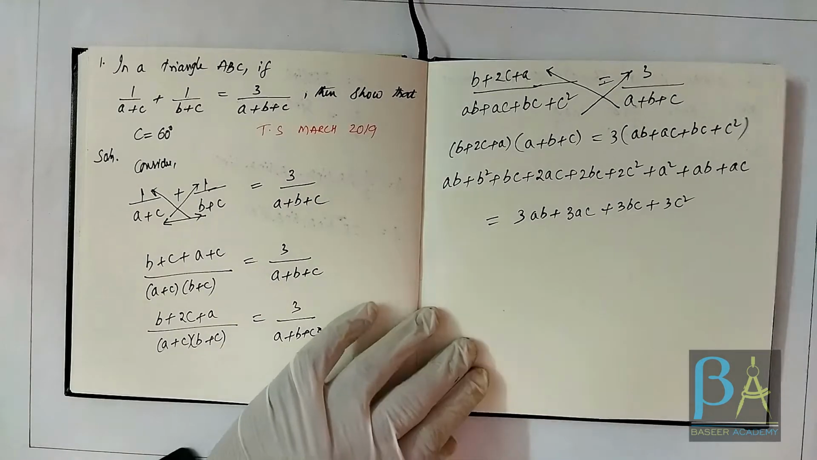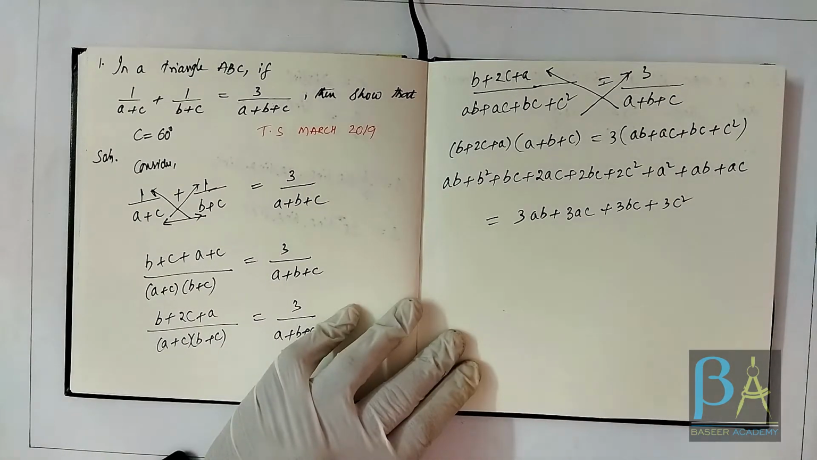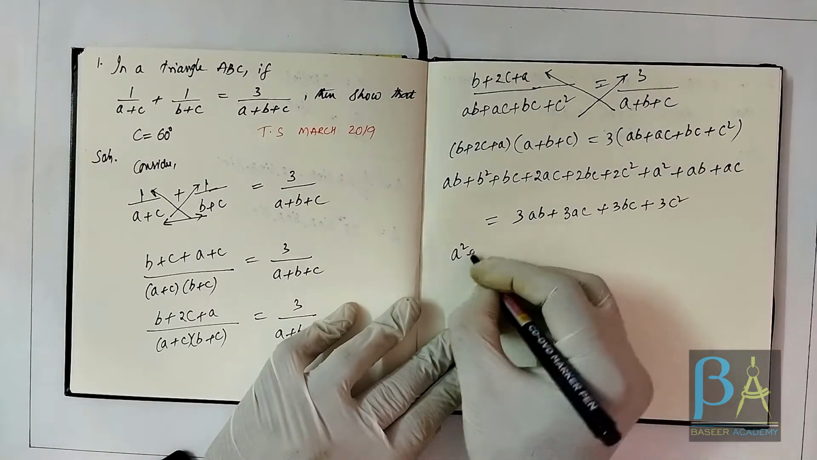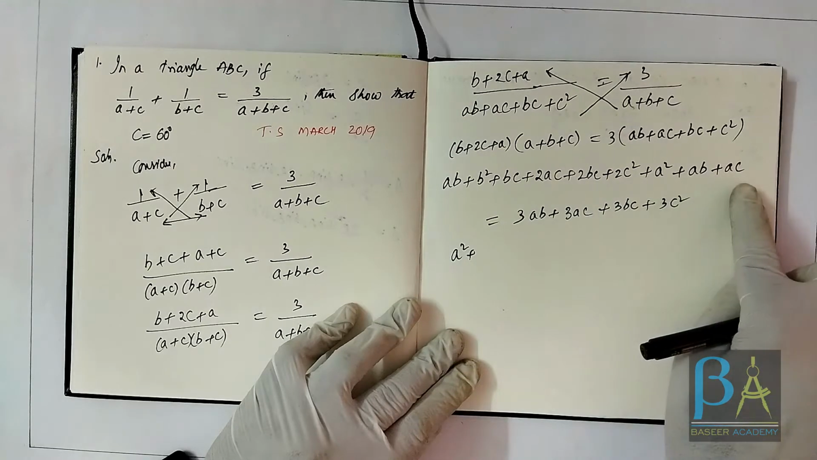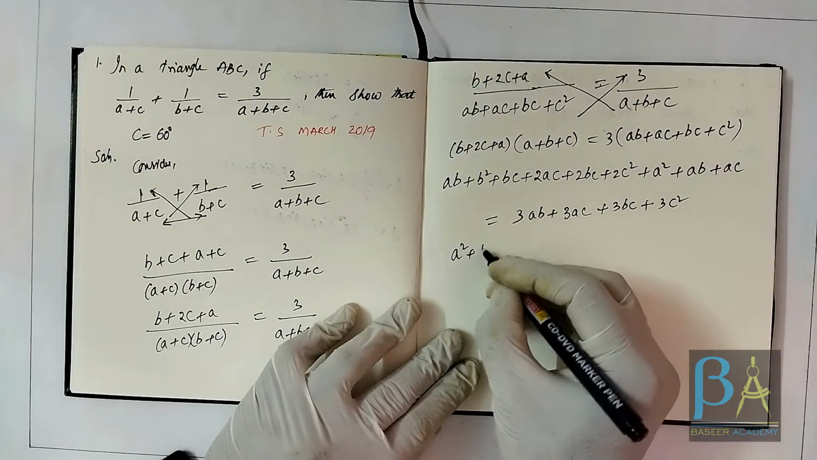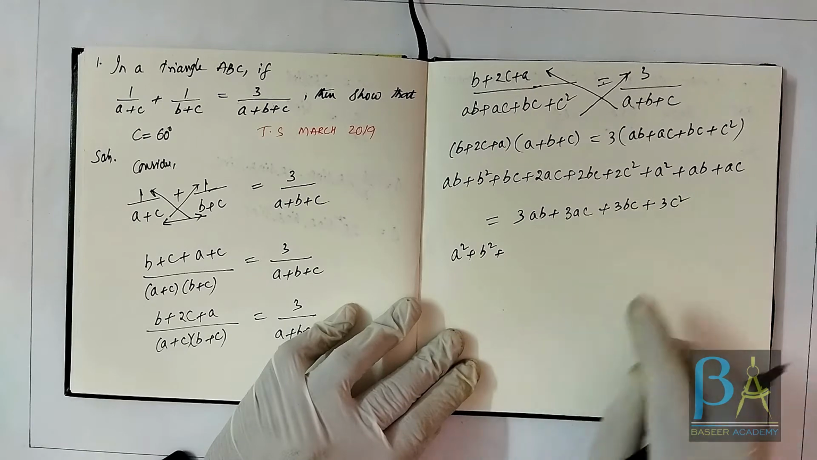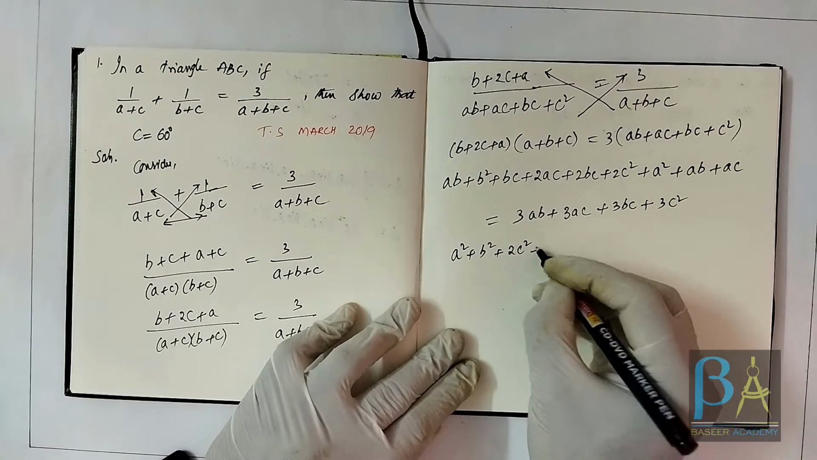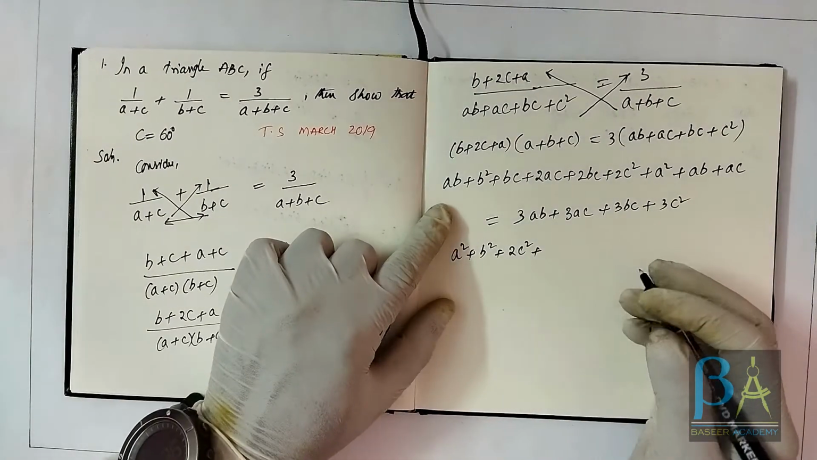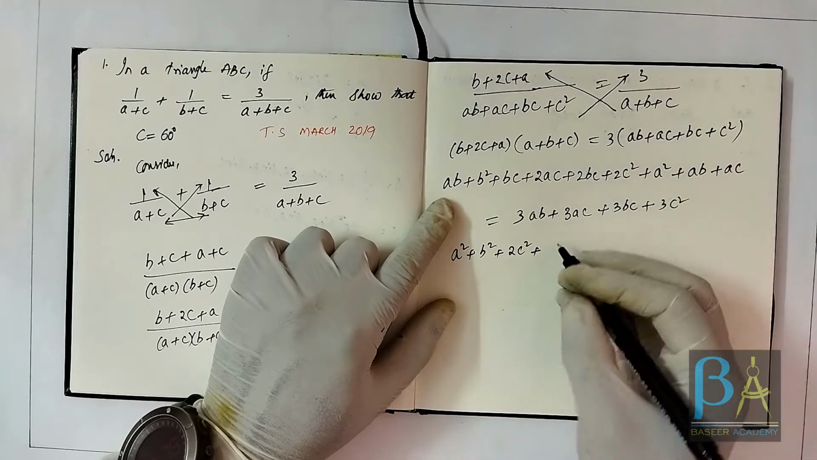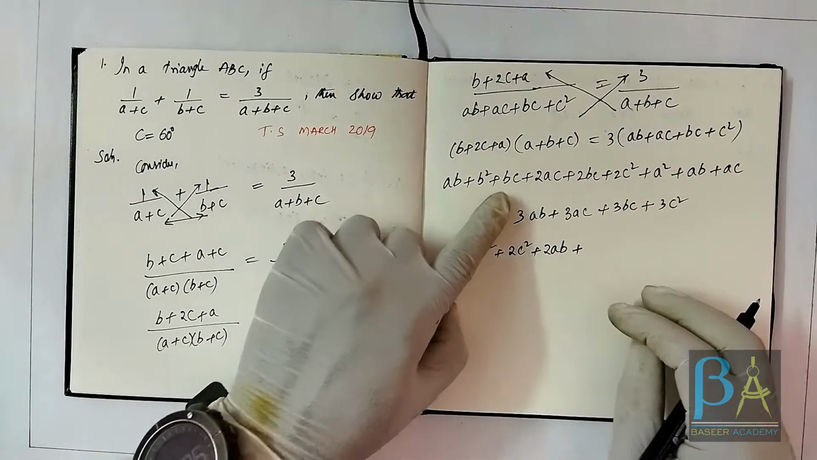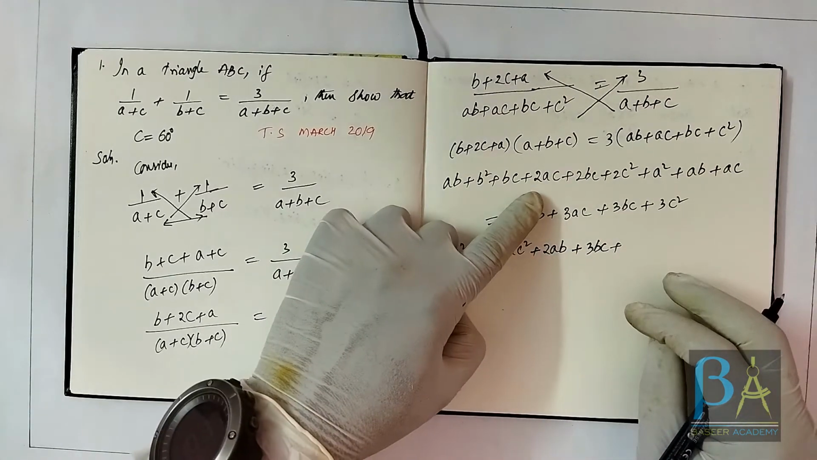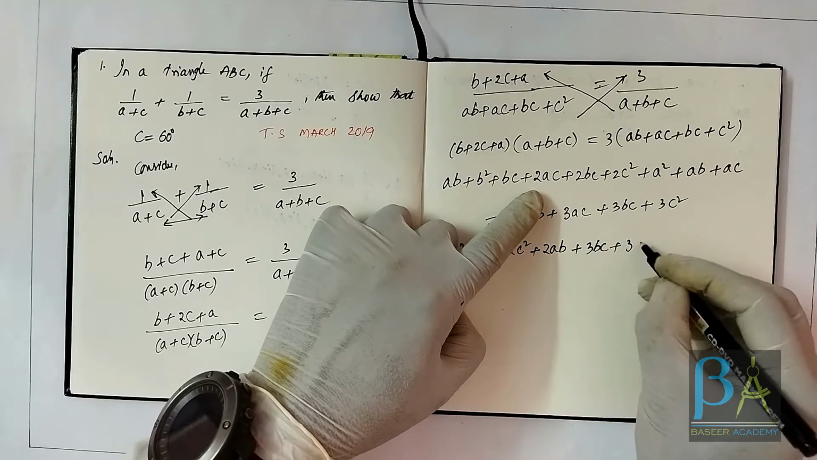On the left hand side, are there any similar terms that I can add up? I see that I have A square only once, so let me write A square as it is. B square also appears only once, so let me write it as it is. C square, 2C square, I see only once, so let me write 2C square as it is. And then AB and AB, AB plus AB gives us 2AB. BC plus 2BC gives us 3BC. And then 2AC plus AC gives us 3AC.